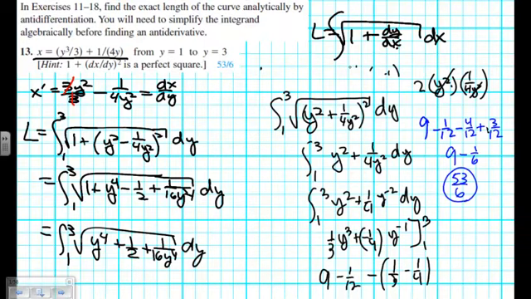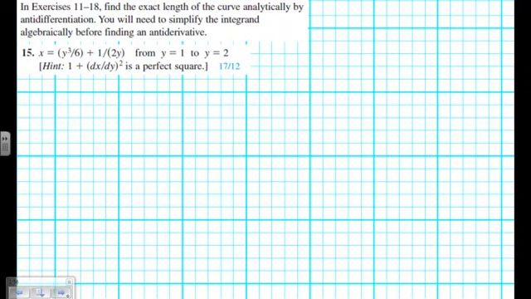Yeah, and again, contrived. They have to work very hard to get something that ends up being a perfect square. They really do. All right, that's number 13. Number 15. Oh, it's going to be another perfect square. dy, no, not dy, dx dy.